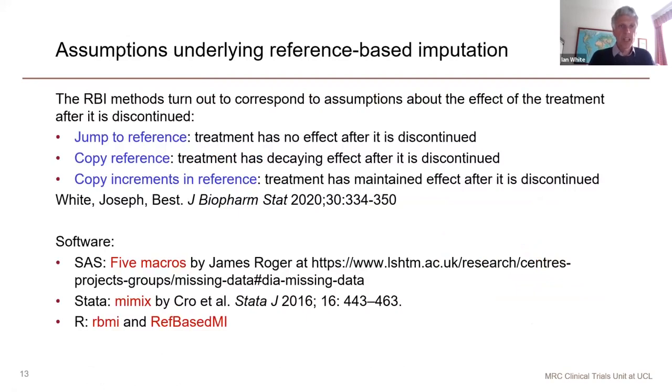So what have we done here? We've made some assumptions, and these turn out to correspond to assumptions about how treatment works after it's discontinued. So jump to reference says that treatment has no effect at all after it's discontinued. Copy increments in reference says that the treatment has a maintained effect, but not increasing. And copy reference sits somewhere in between. So the data don't tell you how to do these. You have to decide which of these is the right thing to do from your understanding of the treatment and how it may continue to affect people after it stops being taken.